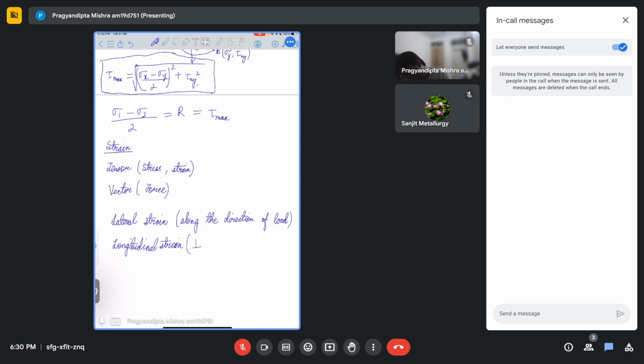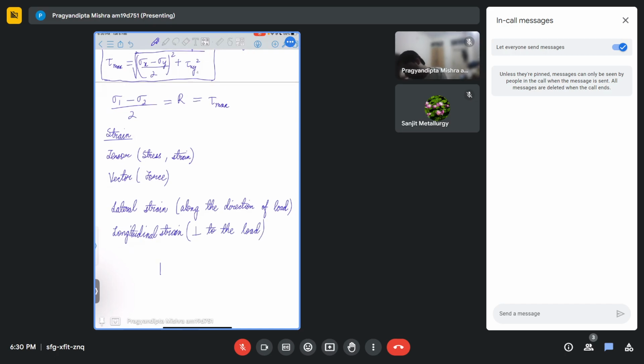Which is perpendicular to the load. Okay. So for instance, if I have a body, something like this, I'll just draw 2D, but you can imagine it to be a 3D body. So let's say I have a body like this, and I apply loads like this, some load P. So what will happen is, this thing will get elongated, right? The body will get elongated. Now the body is getting elongated in both the directions. So your lateral strain value is essentially, oh sorry, I think I wrote it wrong. Apologies.